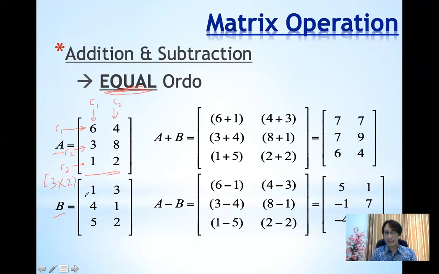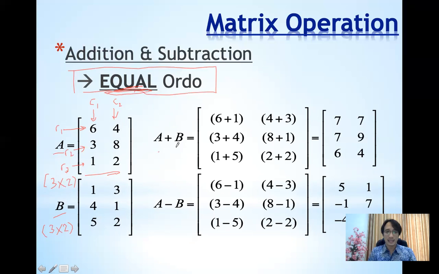How about the order of B? The same one, because this is very simple. Just by seeing those matrices, we can decide they must have the same order, 3 times 2. So the requirement to calculate the addition and subtraction is fulfilled. It will not be a problem to calculate the addition or subtraction.